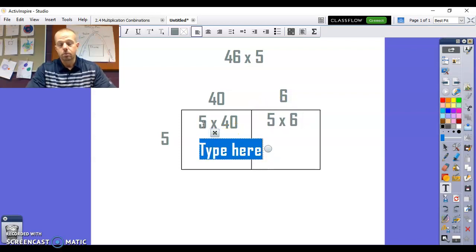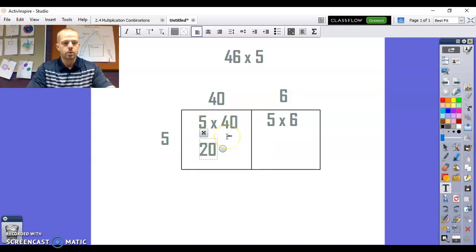So instead of multiplying 5 by 40, we're going to do 5 times 4, and then we're going to add in our 0 placeholder. So 5 times 4 is 20. And then we look to count how many zeros we have. We have 1 zero, so we're going to add 1 additional zero, so our answer is 200.